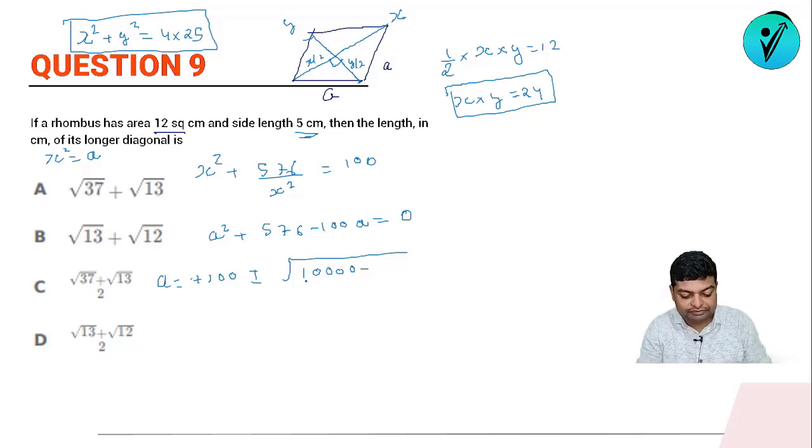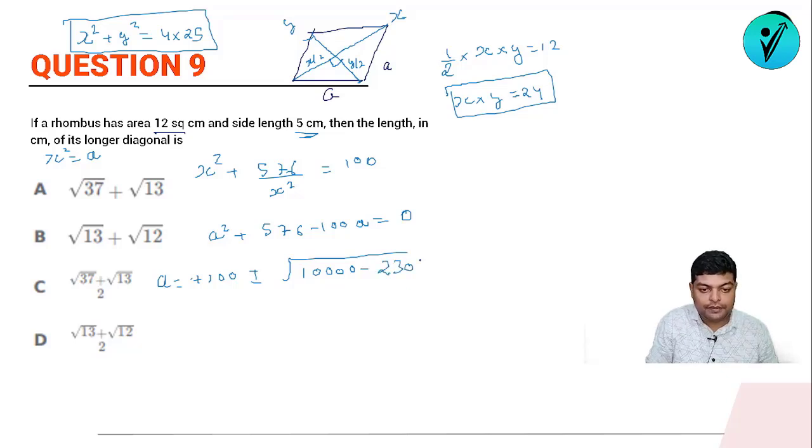Okay, how much is it? 576 into 4, it's 2304. Okay, the whole will be divided by 2. So when you simplify it, the value of A will be what? It will be 50 plus minus, so 100 minus 2304.